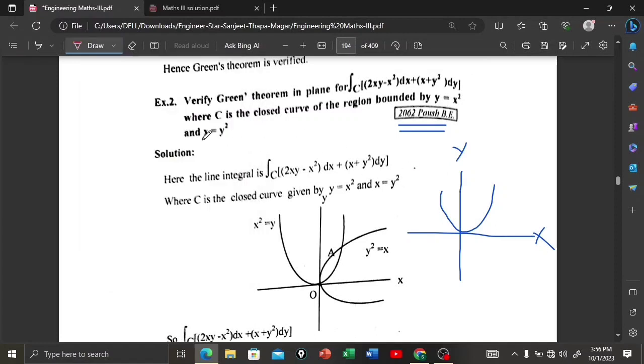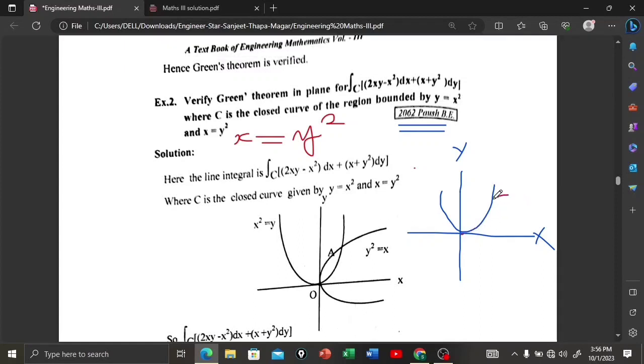The next parabola is x equals y square. For every positive and negative value of y, x is always positive, so this lies in this part, not this part. When y is 0, x is 0, so it passes through the origin. So this will be this type of parabola.